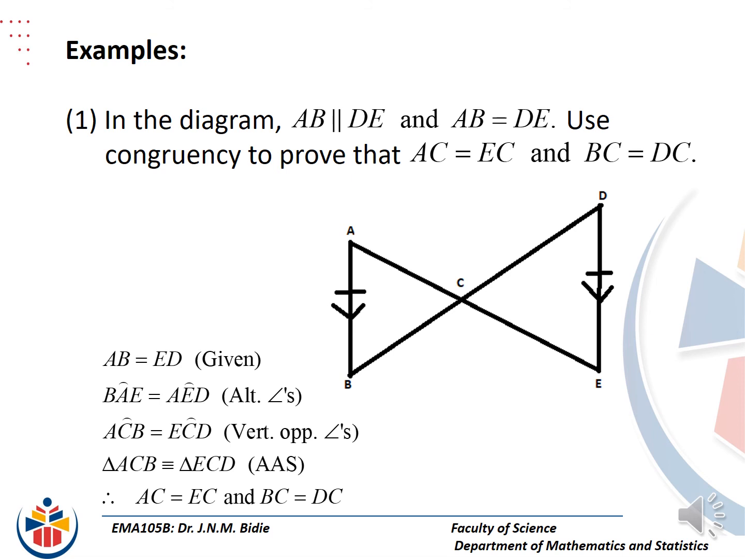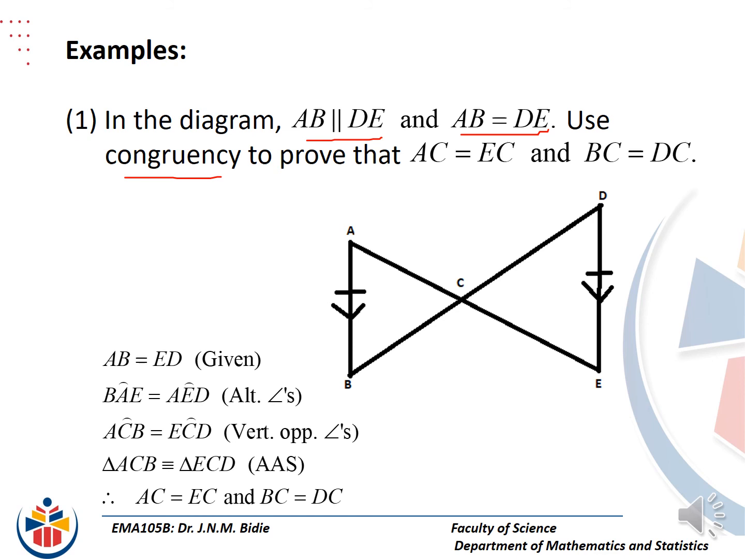Number one, we are told that AB is parallel to DE, and also AB is equal to DE. We're asked to use congruency to prove that AC is equal to EC, and BC equal to DC. Now, let's write out our proof.